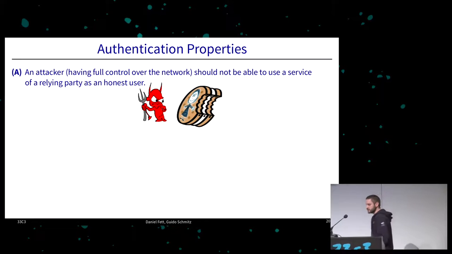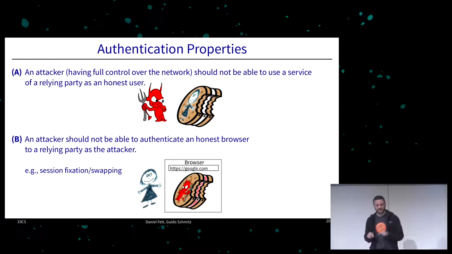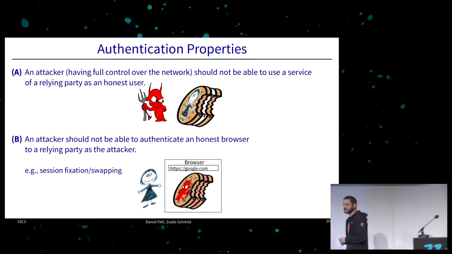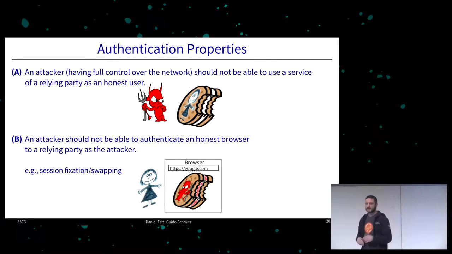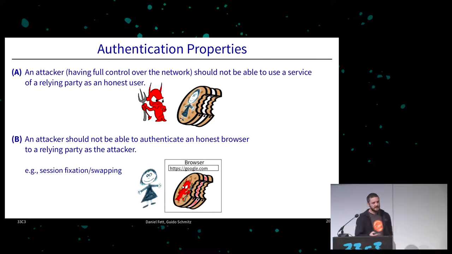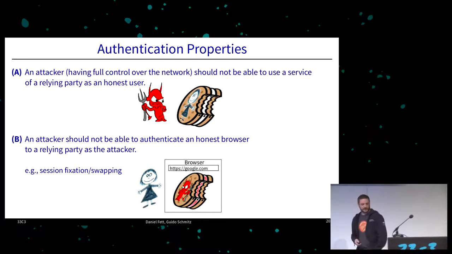There's a slightly less obvious property, which says that an attacker should not be able to authenticate an honest browser to a relying party as the attacker. So the attacker should be unable to force Alice's browser to be logged in under the attacker's identity. This is a property that is often also called session fixation or session swapping, because if the attacker would be able to do this, he could, for example, force me to be logged in at some search engine. And if I then search something with the search engine and I'm logged in into the attacker's account, then the attacker could be able to read what I'm searching for at the search engine. Okay, so these are the authentication properties.